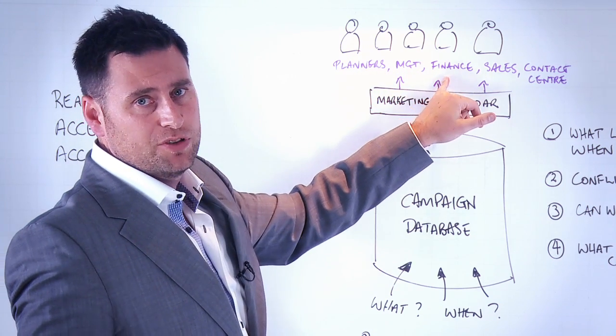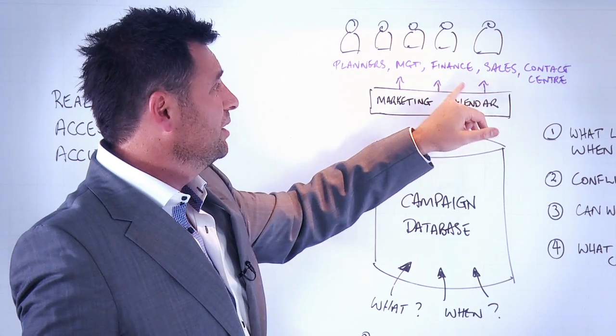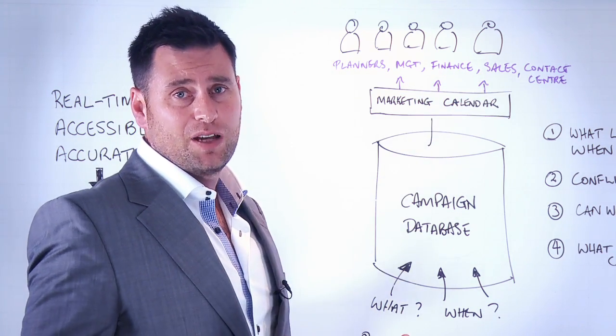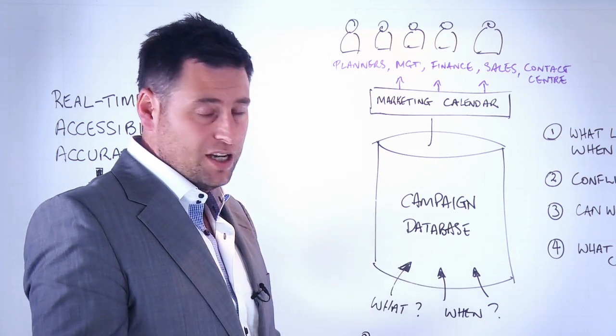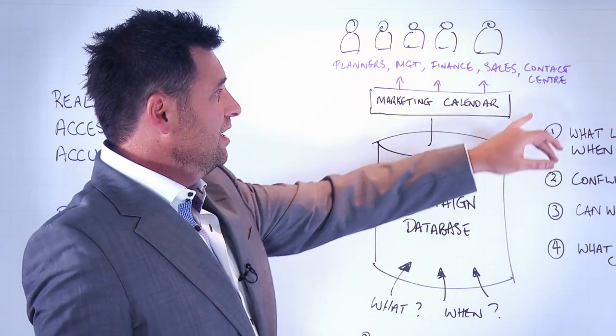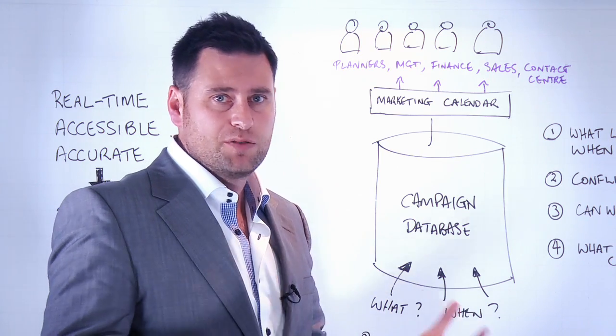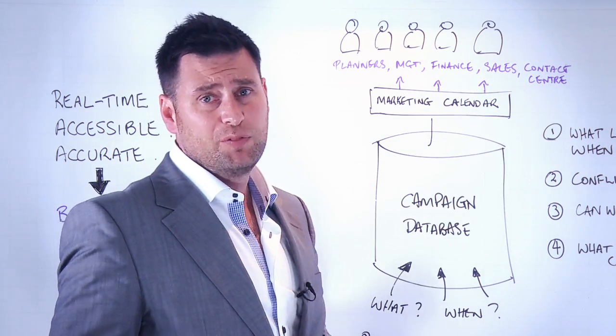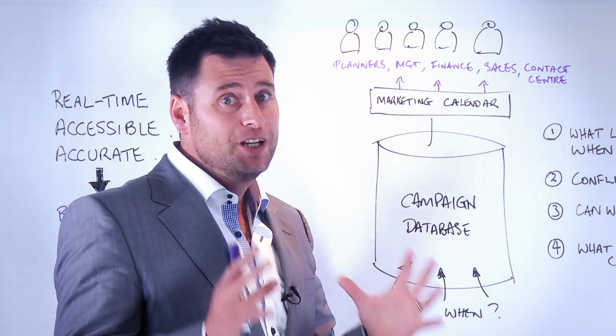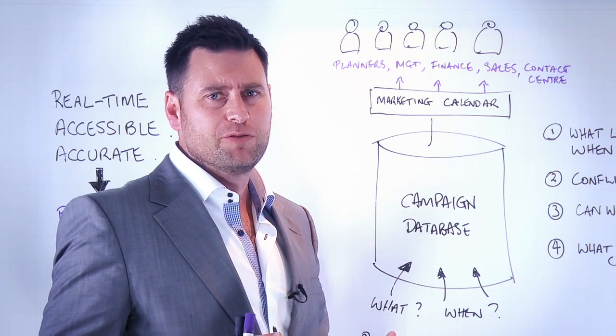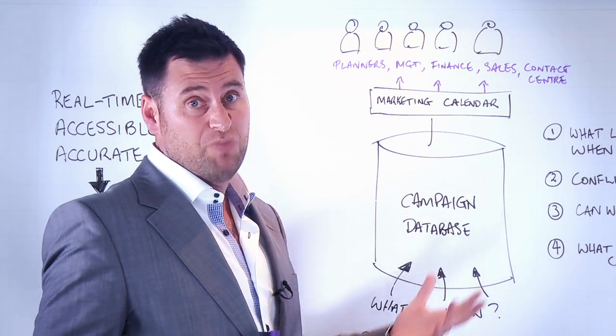The finance department wants to know it. The budget manager within your own department. The sales department needs to know what's coming up because they've got channels and customers that need to see these things. And the contact centre for capacity, how many calls are we going to expect next week or next month, so that they can do their own capacity planning as well. So the marketing calendar is this really, really critical piece of management information you need to manage really well.